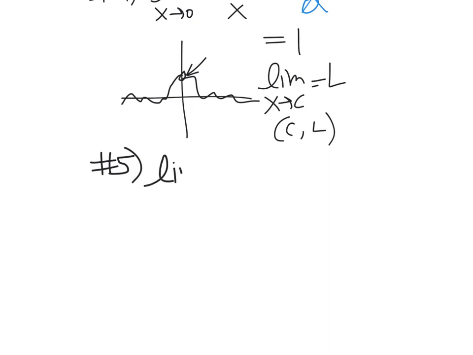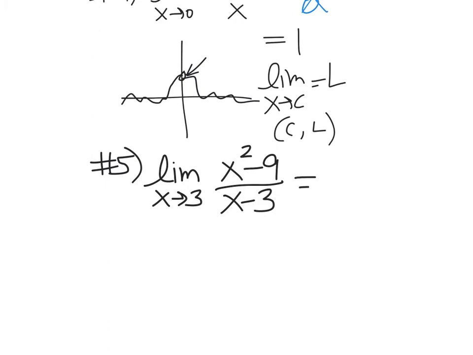For this example, the next one that we're going to do would be something like this: the limit as x approaches 3 of x squared minus 9 over x minus 3. We're going to learn tomorrow how to do this one algebraically. I like algebra better than graphing. But if you tried direct substitution here, you would plug in 3 and get 0 over 0.